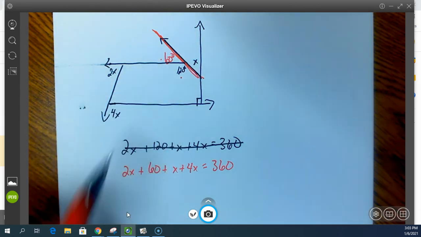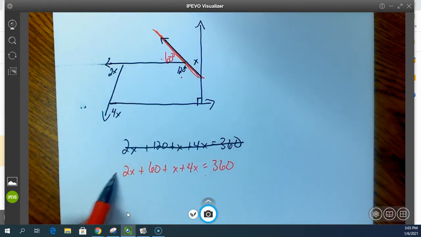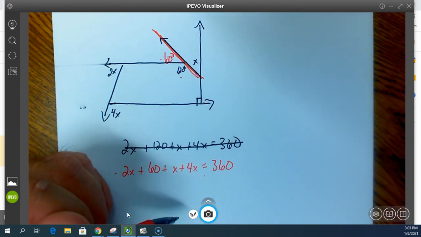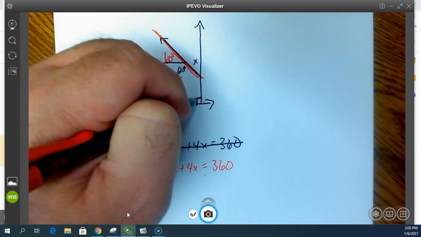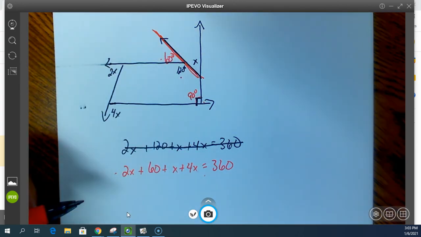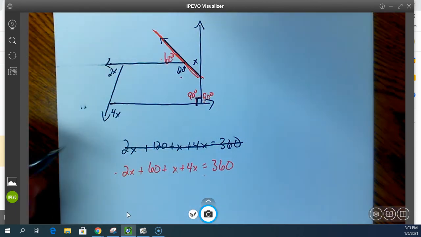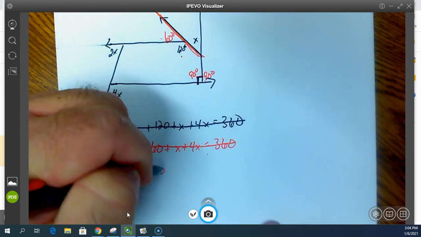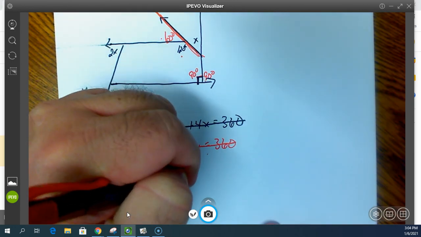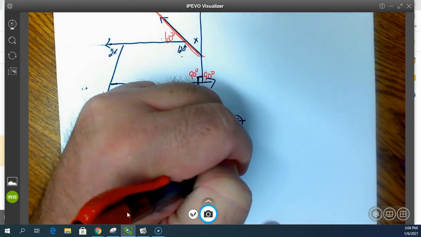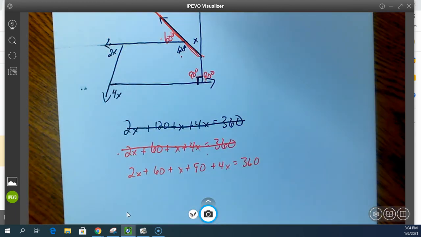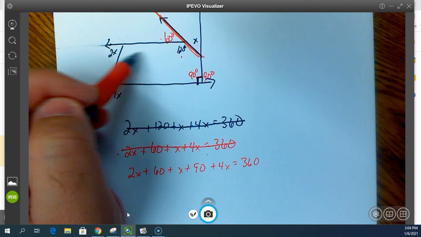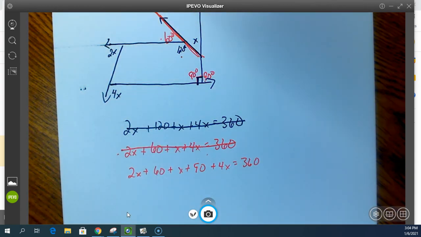We have 5 sides. We need to have 5 angles listed. Just because there's nothing here does not mean that there is nothing there. Because we see this square, we know that this is a 90-degree angle. We know that this is also a 90-degree angle. So the correct way to write this would be 2x plus 60 plus x plus 90 plus 4x equals 360. So be careful. Be sure everything's outside or everything's inside, and then follow the steps according to what you need to do to solve.